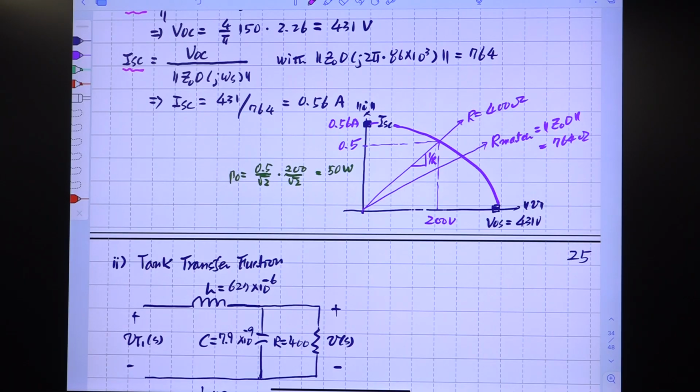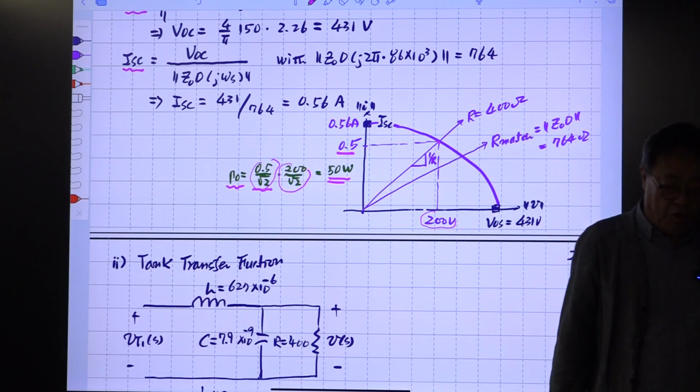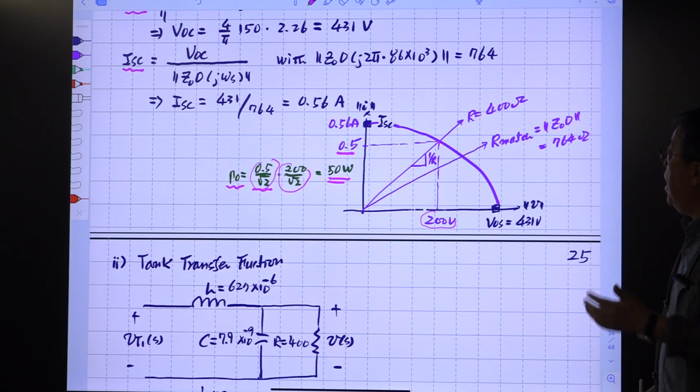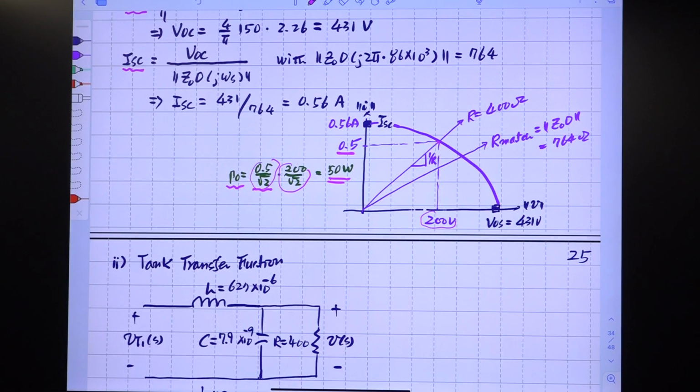So if you evaluate the output power, the peak value of current at this point is this one, and this one is 200. Then you have 50 watt output power. So based on the DC requirement, we evaluate the unmodulated switching frequency, and with that information, we evaluate this short circuit current and open circuit voltage, and we construct the inverter ellipse.